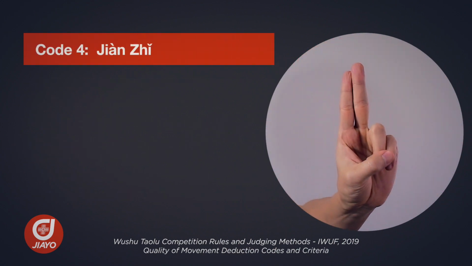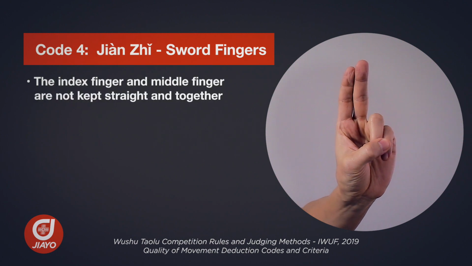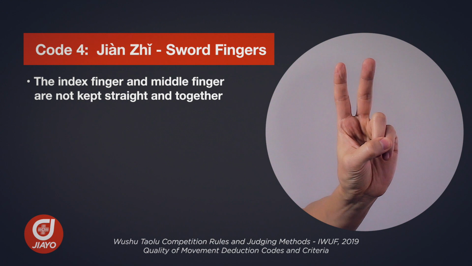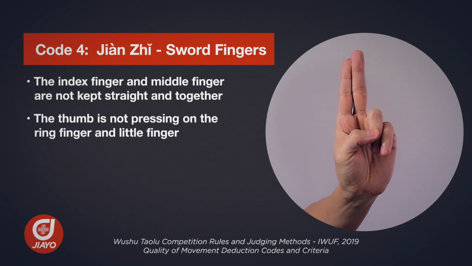Code 4, jianzi, sword fingers. A code 4 is applied if the index finger and middle finger are not kept straight and together, or the thumb is not pressing on the ring finger and little finger.